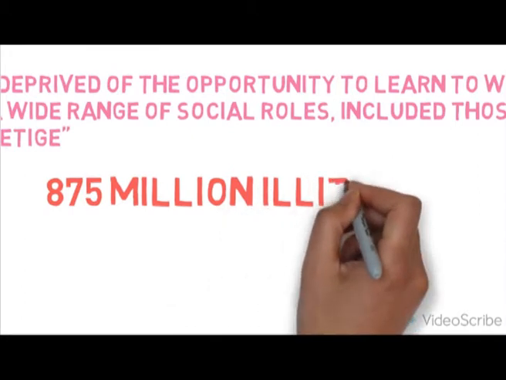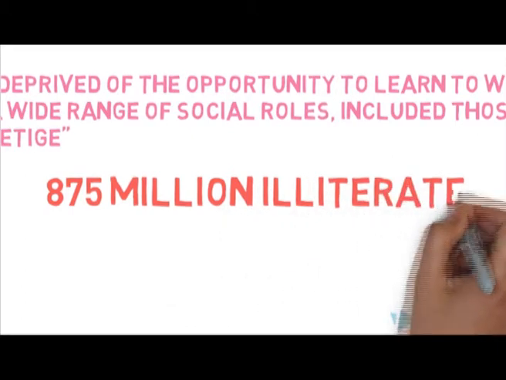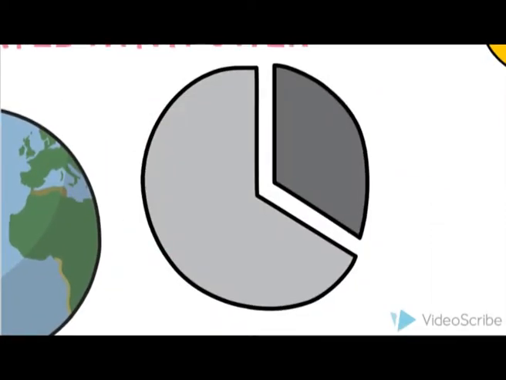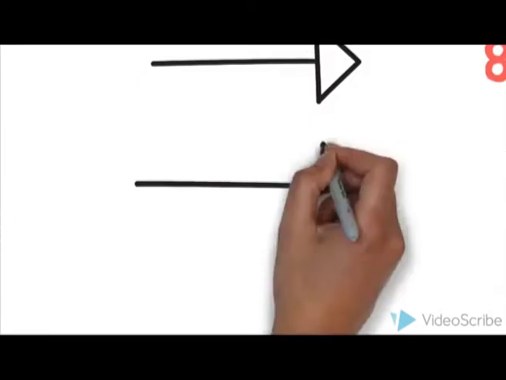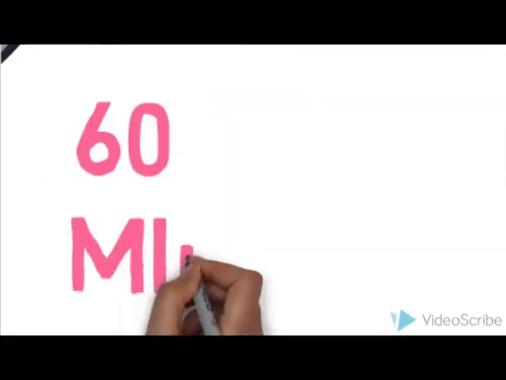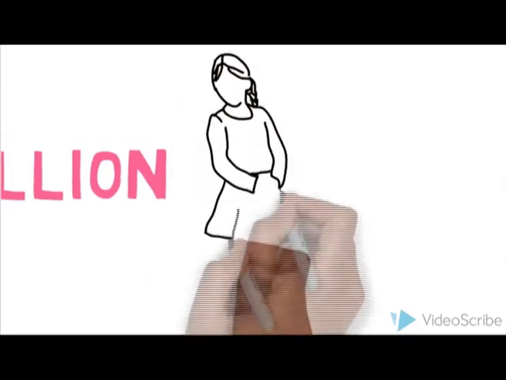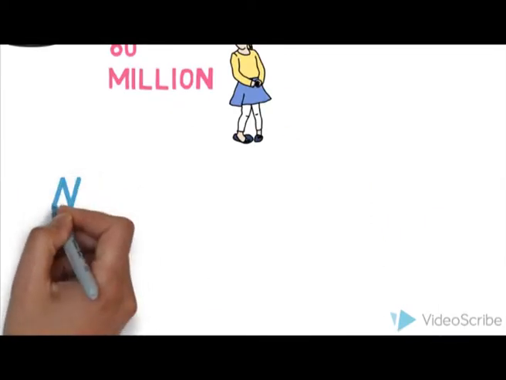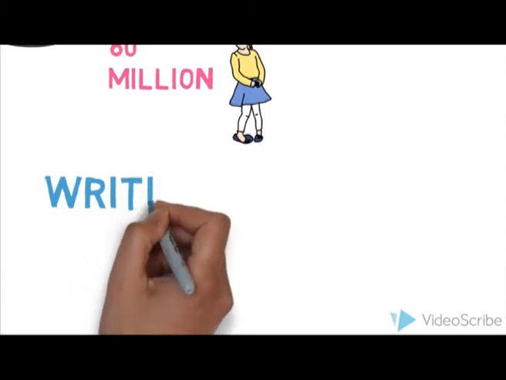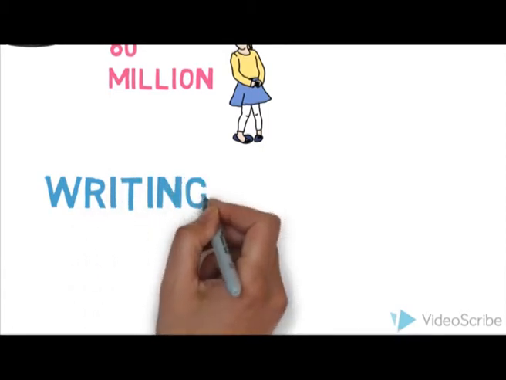There are 875 million illiterate people in the world, and the majority of them are women. And we also have 100 million children who have no access to education, and again the majority of them are girls. So this is the history of writing.